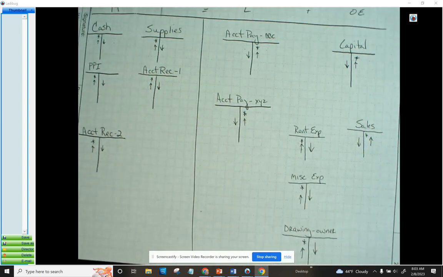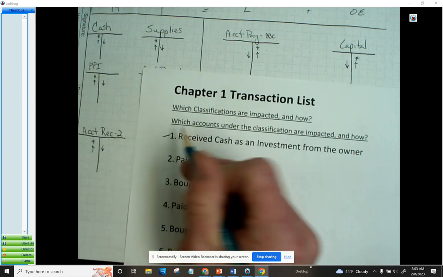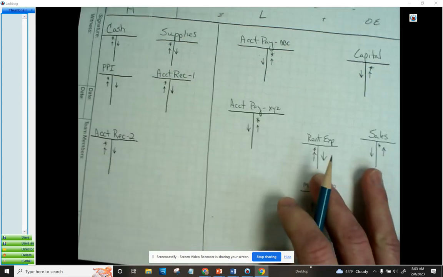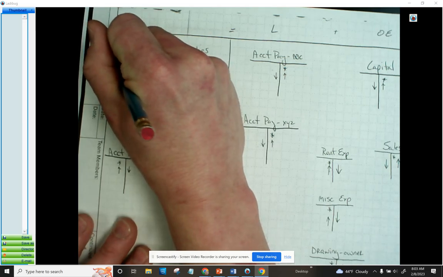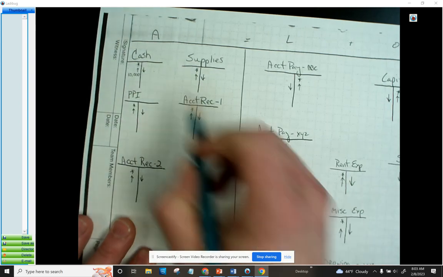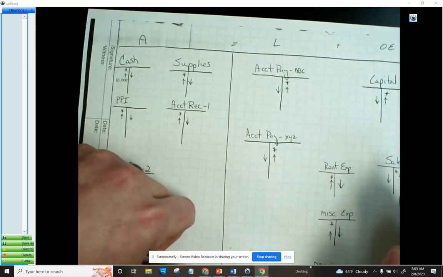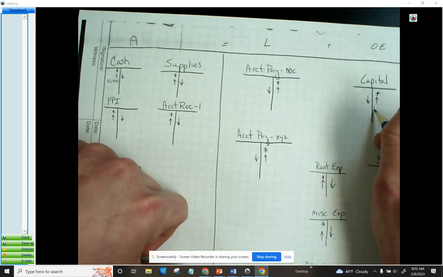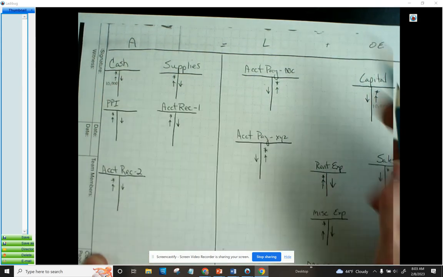Okay, first transaction, receive cash from the owner as an investment. Let's just say it is $10,000. To make cash go up, you would debit cash because its normal balance is on the debit side. You don't owe money that you just invested into your own business. It will get recorded directly in capital as value you have in the business. That's your ownership of the business. So of the $10,000 you put in, you own it all.